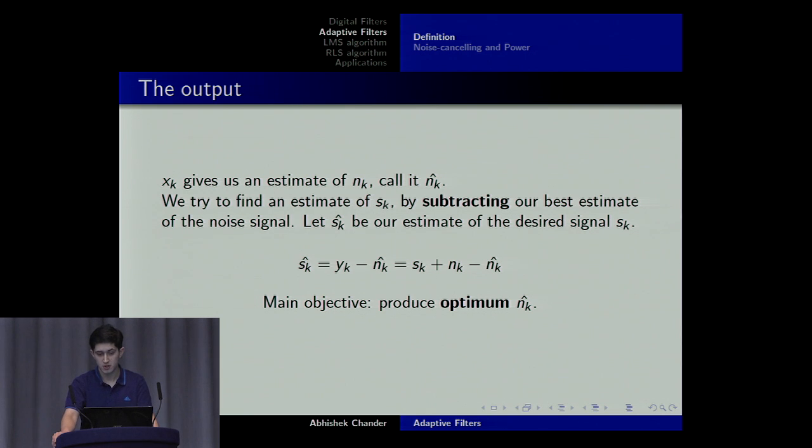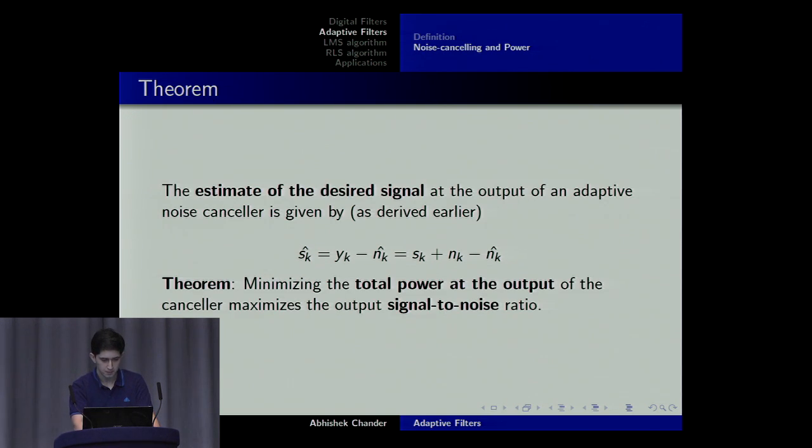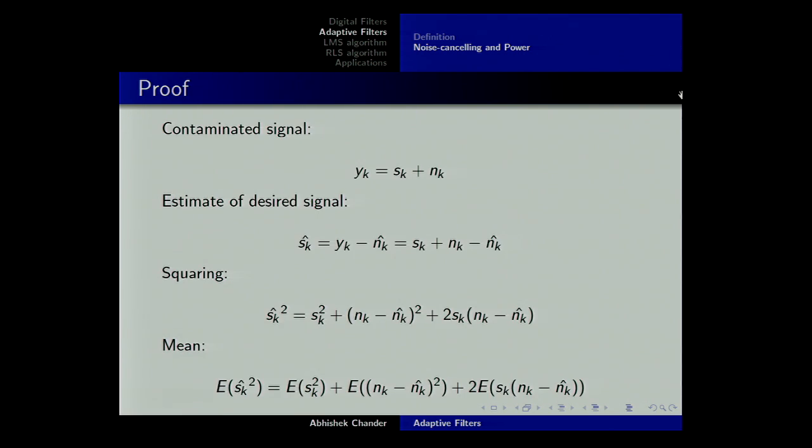So this is the whole focus of noise-canceling adaptive filters, to find an optimal estimation of the noise in the signal. And we'll see how we do that. So first of all, we'll look at this theorem that says that in an adaptive filter, if we manage to minimize the total power output of the signal, we manage to maximize the signal-to-noise ratio, which is effectively what we want. So let's say that y of k is our signal, which contains our desired signal plus the noise.